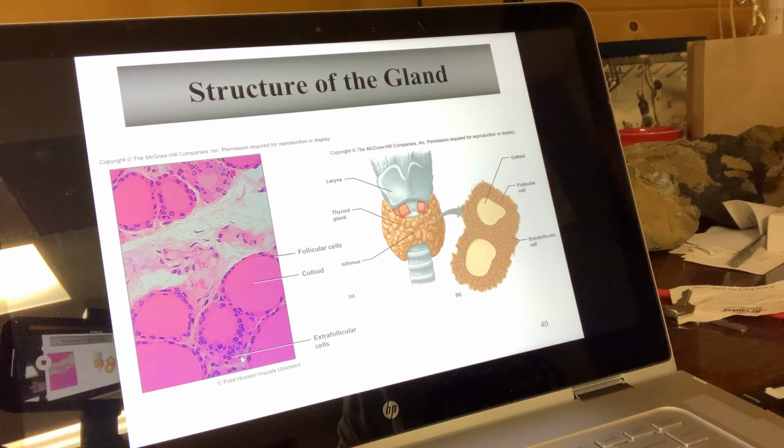In addition, in between the thyroid follicles are what are called extrafollicular cells. These extrafollicular cells produce a separate hormone, calcitonin, that we'll talk about in a few minutes.